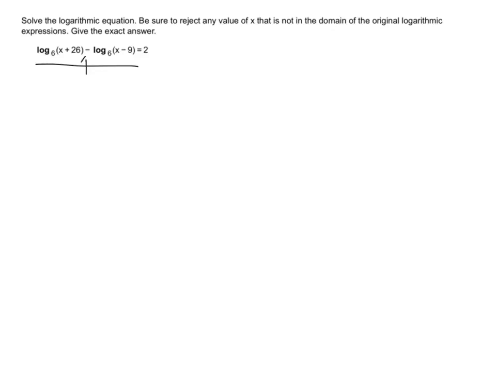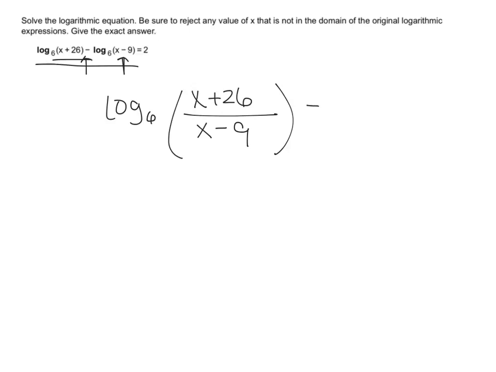Since these are being subtracted, I'm going to use the quotient rule. That tells me to take the log base 6, and then the first expression is going to be my numerator, and that's going to be divided by my second expression, which is my denominator, and that equals 2.